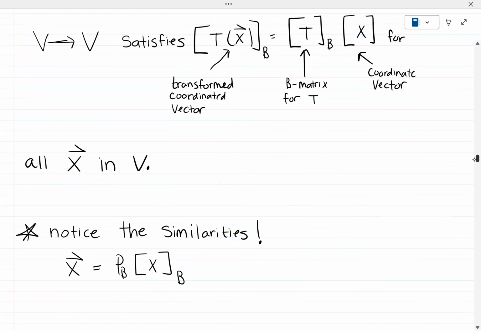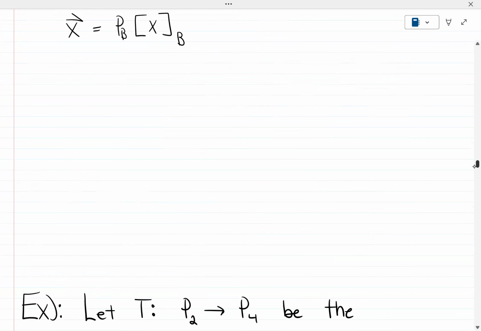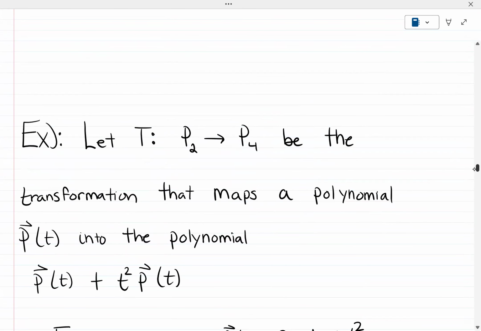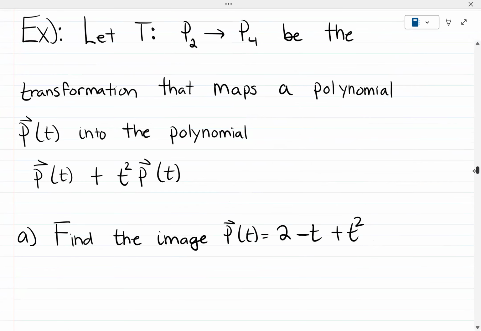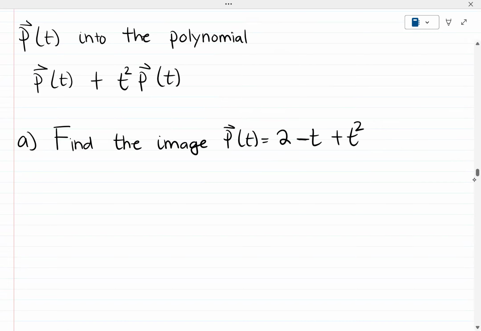So notice the similarity of vector x is equal to PB times vector x transpose to B. Okay, let's do an example. So let T from P2 to P4 be the transformation that maps the polynomial P of t into the polynomial P of t plus t squared P of t. Part A says find the image of P of t equals 2 minus t plus t squared.